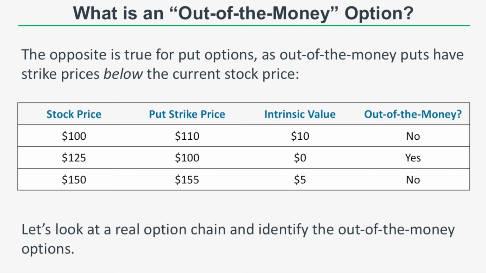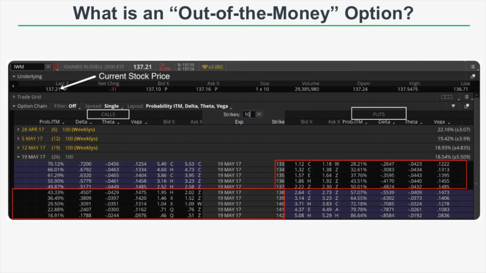Now, I don't have to go through all of these examples, so let's just go ahead and look at a real option chain and identify all of the out-of-the-money calls and out-of-the-money puts. So to finish up, we can see that we have IWM again, and it's trading for $137.21. Now, to identify the out-of-the-money calls, we're going to look at the calls with strike prices above $137.21. So in this image, that's going to be every call option with the strike price between $138 and $142.